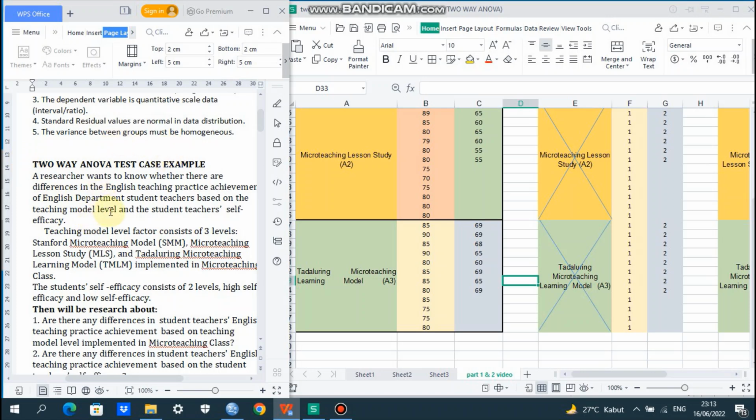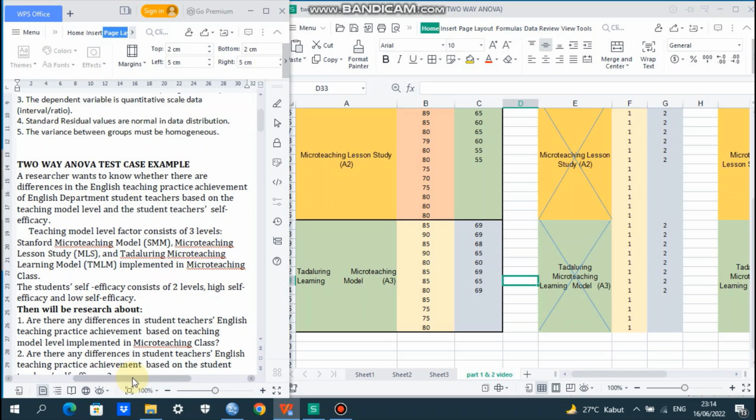Okay, I would like to give you a two-way ANOVA test case example. A researcher wants to know whether there are differences in the English teaching practice achievement of English department students. So there are student teachers, and this one is based on two factors. The first factor is teaching model level, and the second factor is student teachers' self-efficacy.